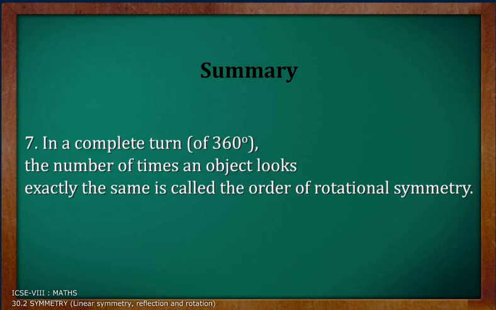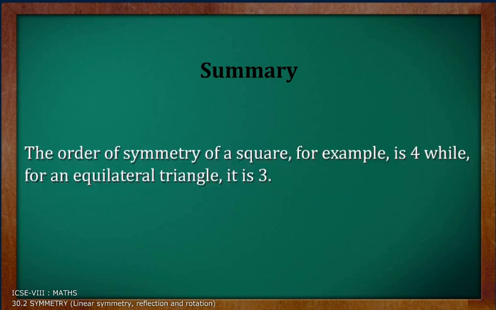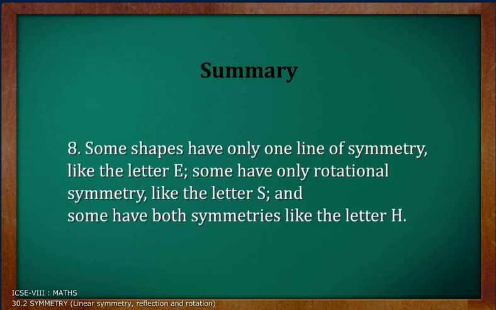7. In a complete turn of 360 degrees, the number of times an object looks exactly the same is called the order of rotational symmetry. The order of symmetry of a square, for example, is 4, while for an equilateral triangle it is 3. 8. Some shapes have only one line of symmetry, like the letter E. Some have only rotational symmetry, like the letter S. And some have both symmetries, like the letter H.